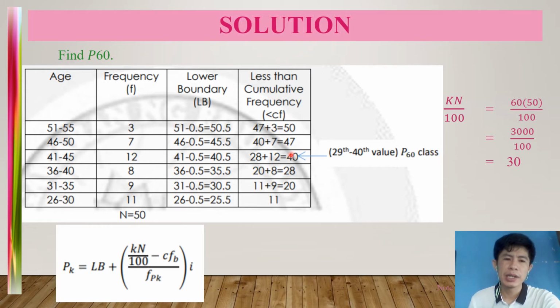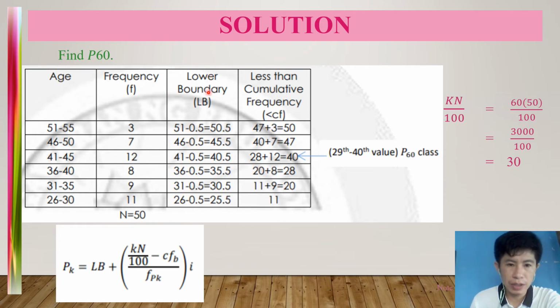Okay. So the first thing to do is to complete this table. As you can observe, in the given table, only the ages and the frequency were provided. So we need to find the lower boundary and the less than cumulative frequency because these are needed in our formula. So we need to supply this row of data.